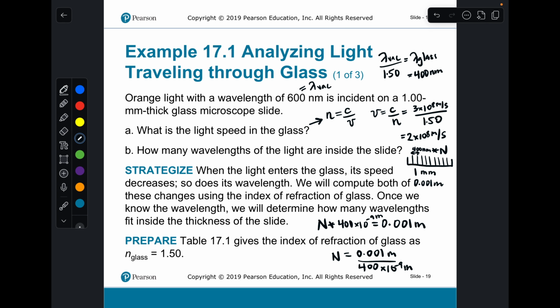Let's see what that is. You get about 2,500 wavelengths within that glass slide.